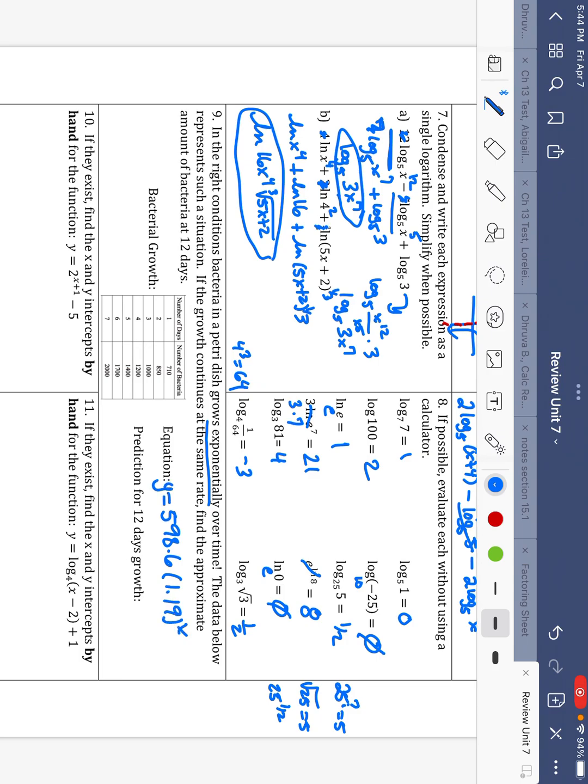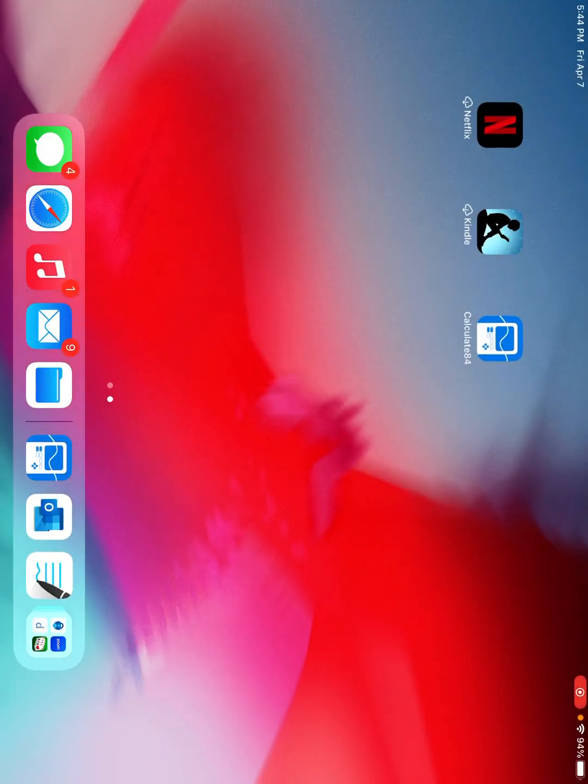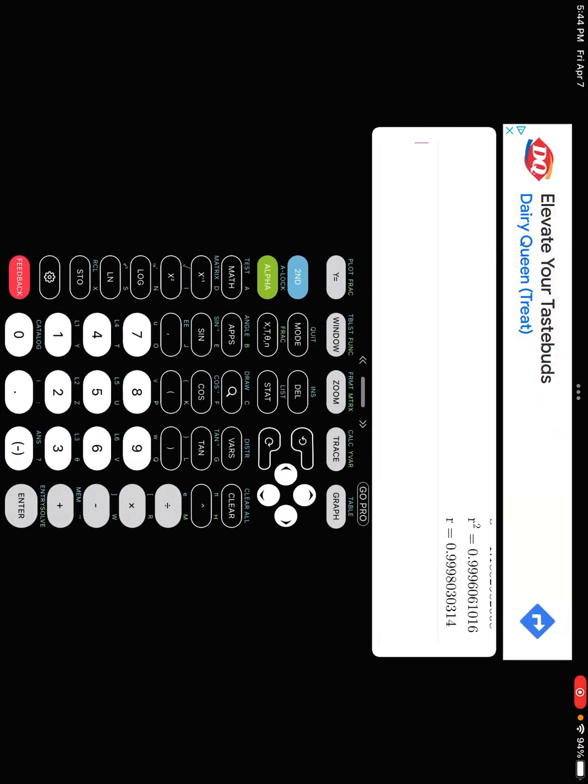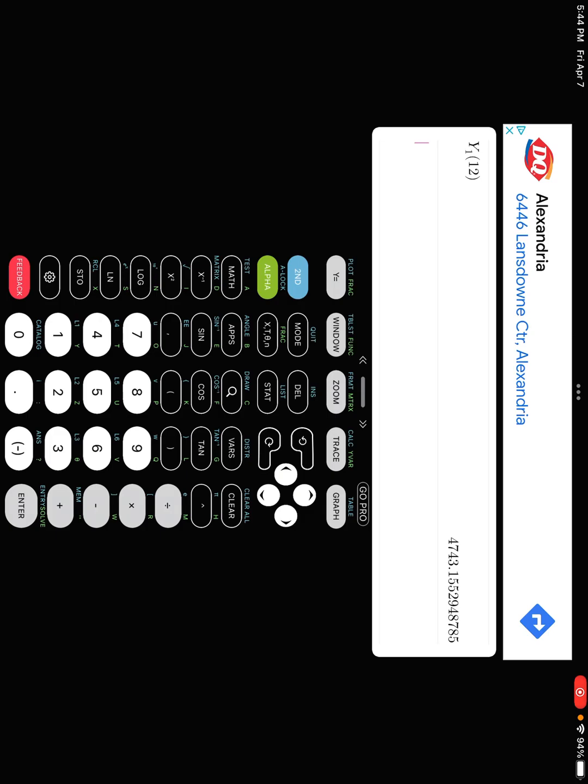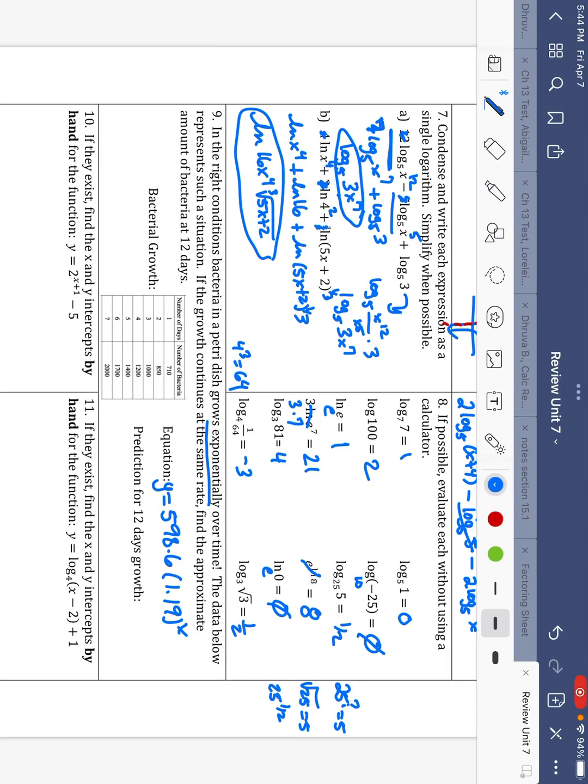All right, so there we go. There's our exponential equation. And I want a prediction for 12 days growth. So I basically want to know, if the table continued, what would I expect 12 to be? Remember, the whole reason that we stored this in y1 is so that we could do alpha trace, grab y1, and put in 12. All right, there we go, 4743.2. So this is bacteria, so we'll say 4743, because it can't have part of a bacteria, right?